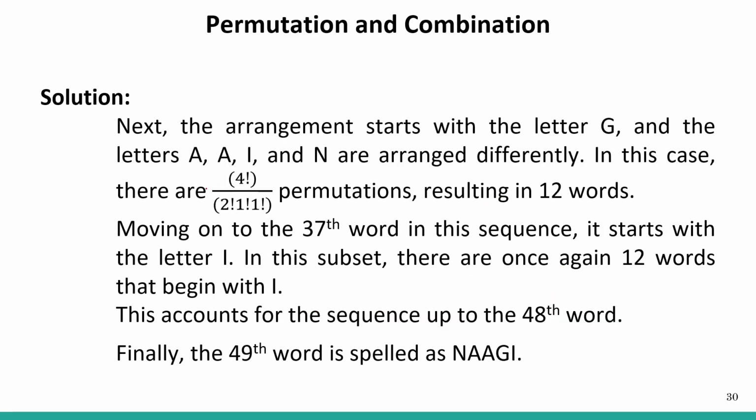Next, the arrangement starts with the letter G. Then letters A, I, N are arranged differently. In this case, there are 4 factorial by 2 factorial into 1 factorial permutations, resulting in 12 words. Moving on to the 37th word, in this sequence it starts with the letter I. And in this subset, there are once again 12 words that begin with I. So this accounts for the sequence up to the 48th word.